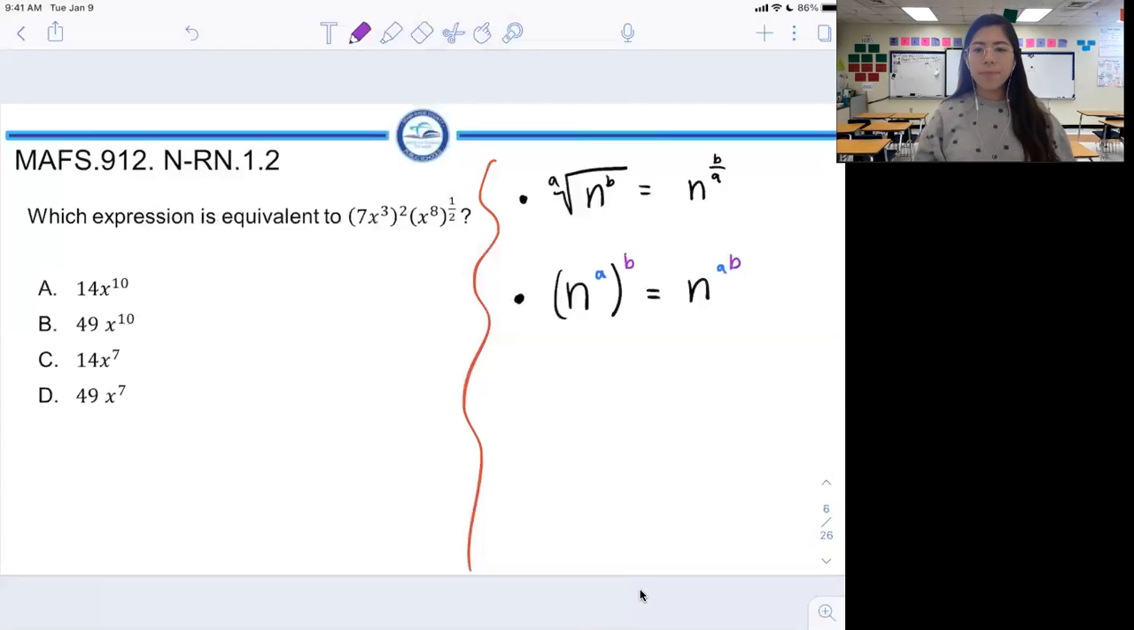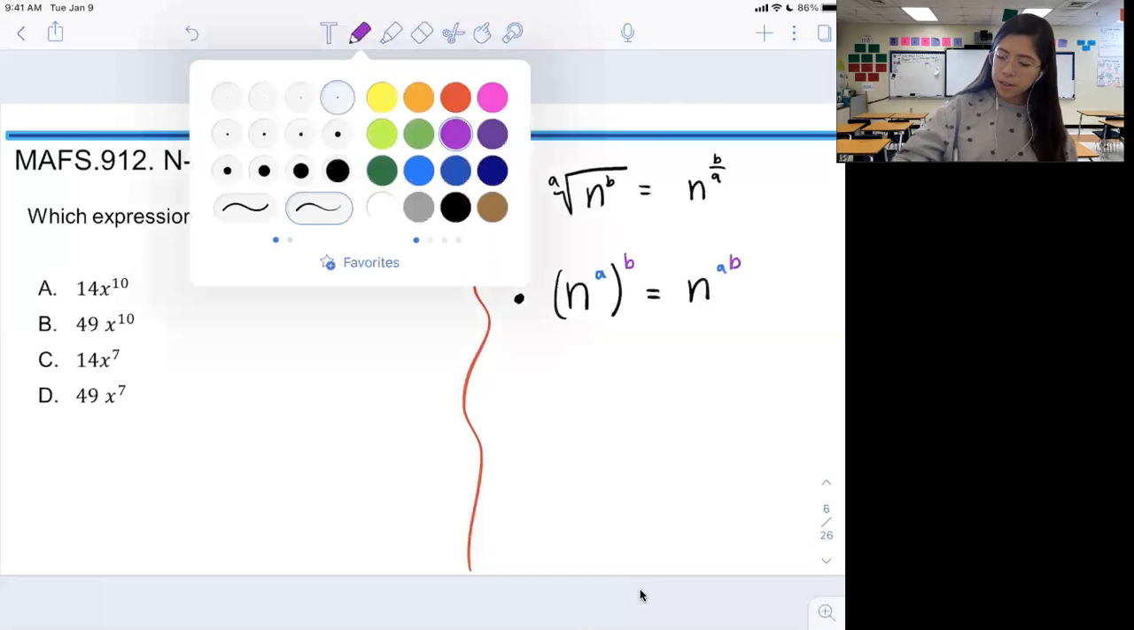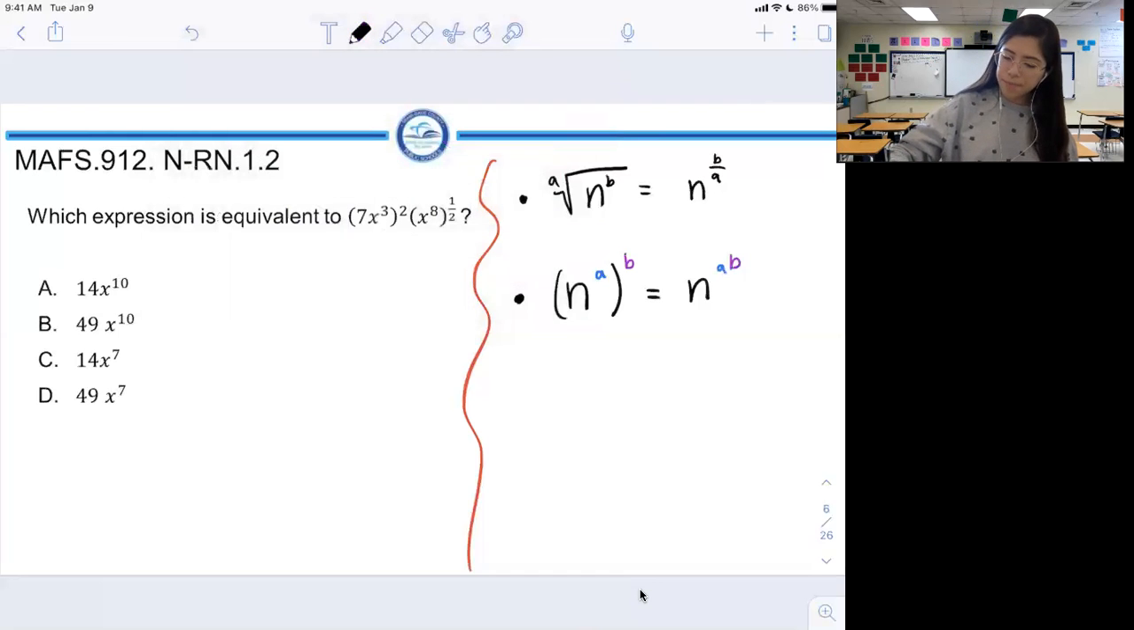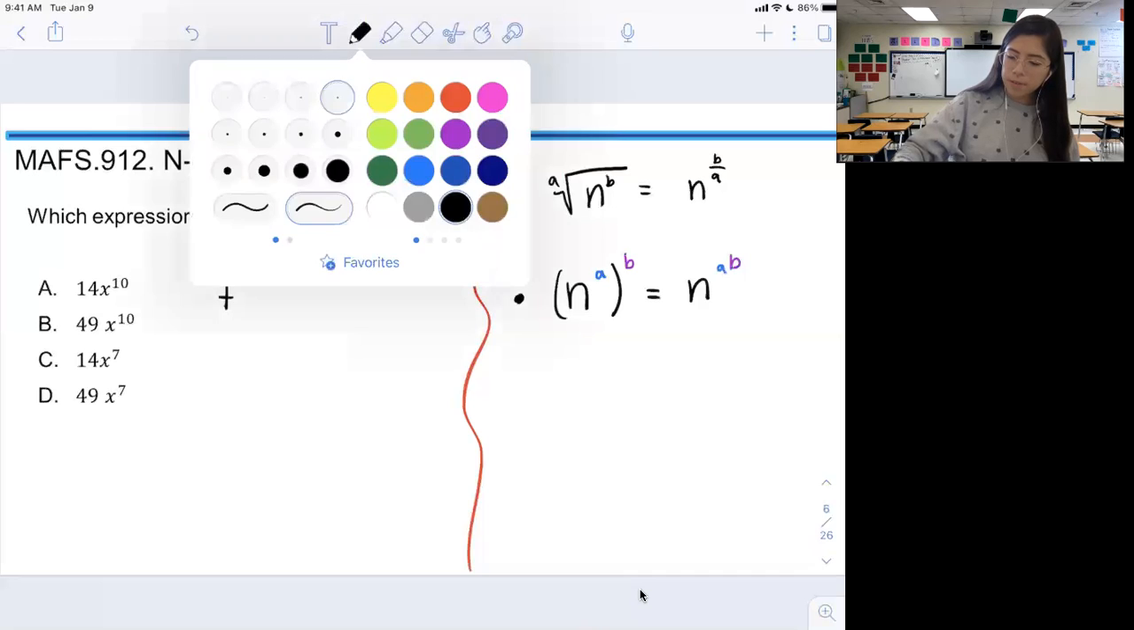All right. So we're just multiplying. When you have the power of a power, we just multiply those two numbers. That's all we do. So over here, let's rewrite this. I have 7x to the power of 3, and all of that is taken to the power of 2. So I'm going to rewrite that. That's going to be 7 to the power of 2.